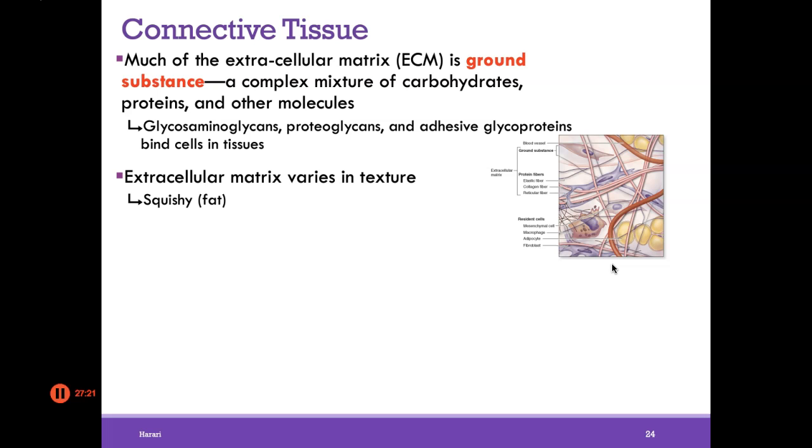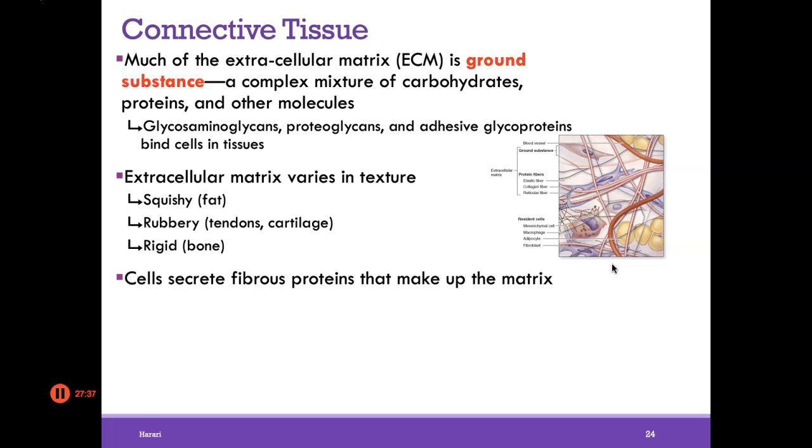The extracellular matrix varies in texture. So in the case of fat, it's very squishy, but tendons and cartilage are also connective tissue. Those are more rubbery. Bone is a type of connective tissue that's more rigid. In blood, the extracellular matrix is a liquid. So again, we have different consistencies of extracellular matrix.